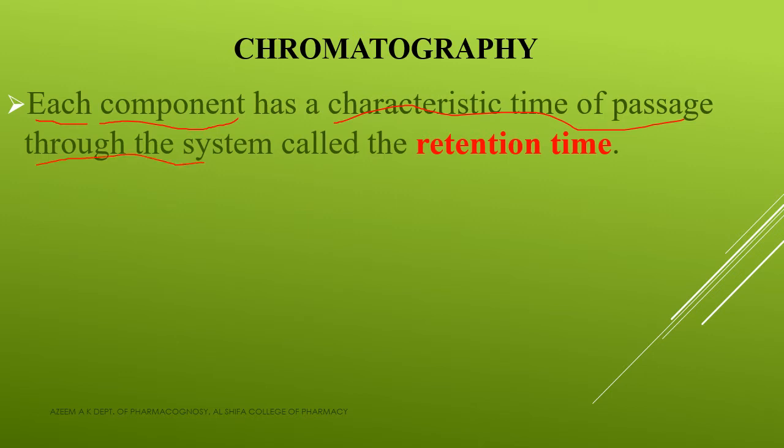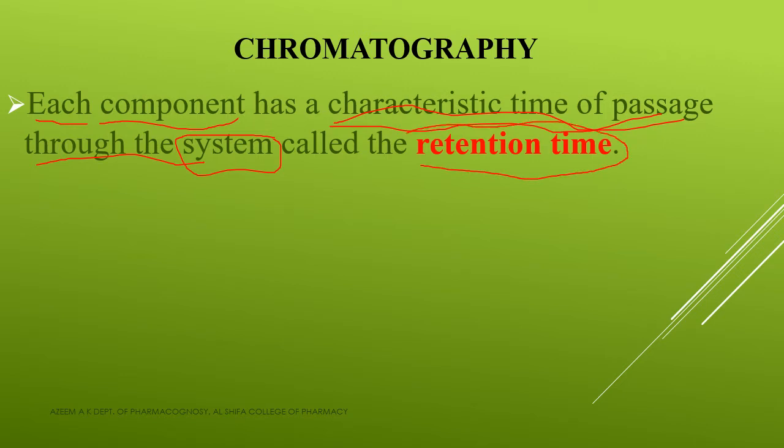Okay, so here when we say system, it means the mobile as well as stationary phase. So every component has a characteristic time of passage through the system. That is, a particular time only it will take to pass through it, that's all. So every component has a characteristic time of passage through the system, and this characteristic time of passage through the system is known as the retention time.